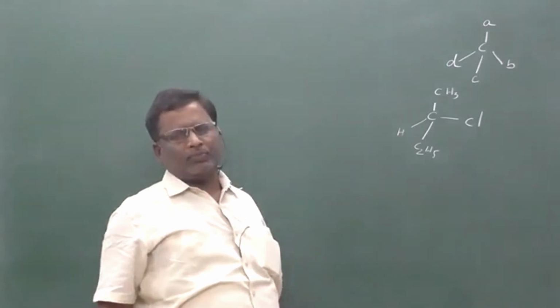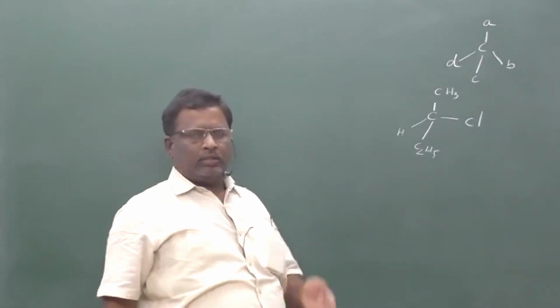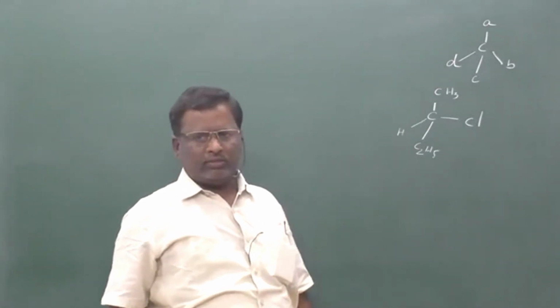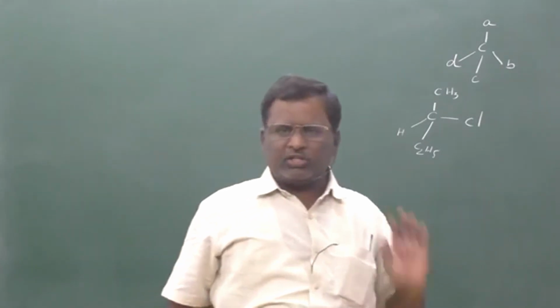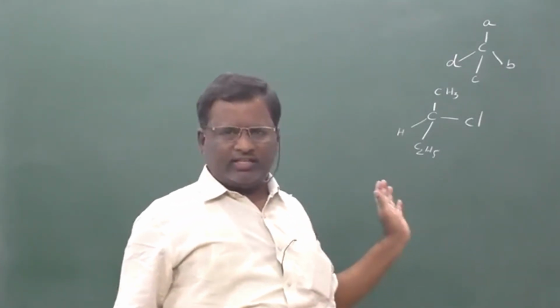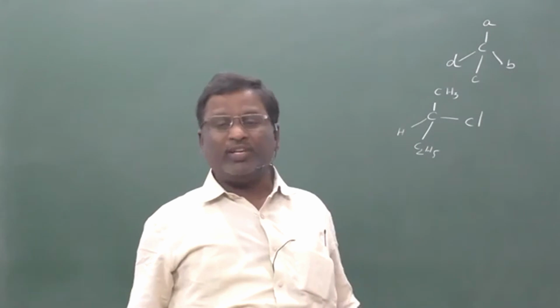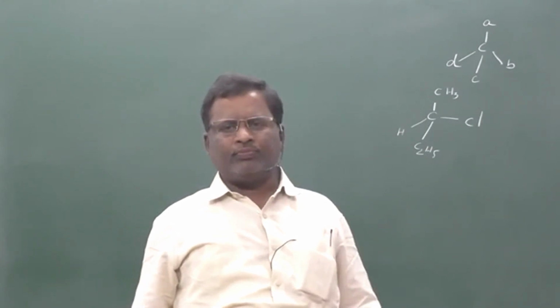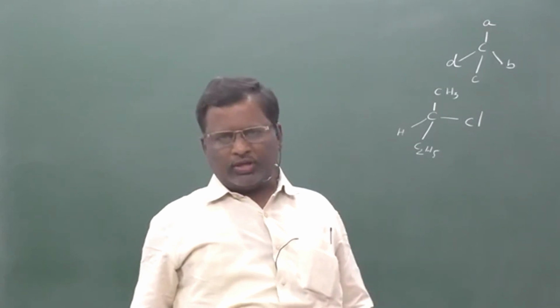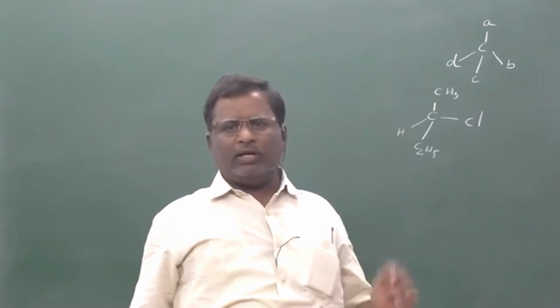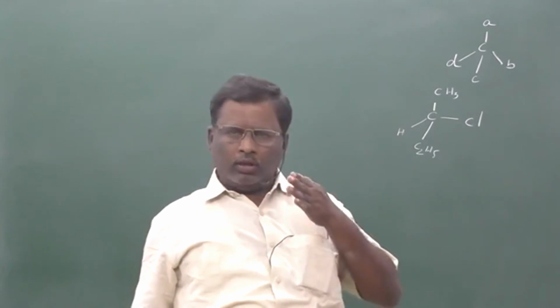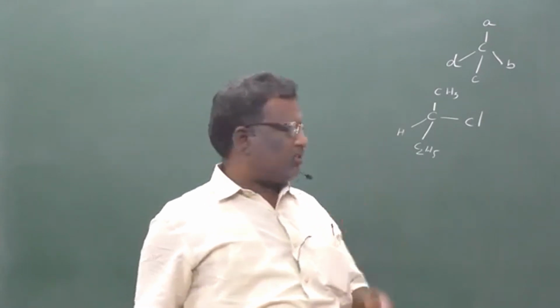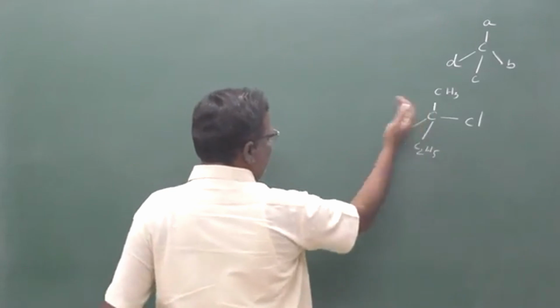What is meant by optical activity? Optical activity means any structure which is having that asymmetric carbon, and that carbon is said to be a chiral carbon, will exhibit these optical properties. What is the optical property? That means this isomer will have 2 structures. Another structure is the mirror image of this.